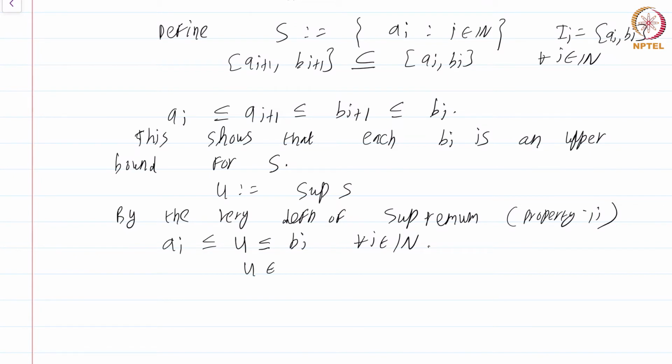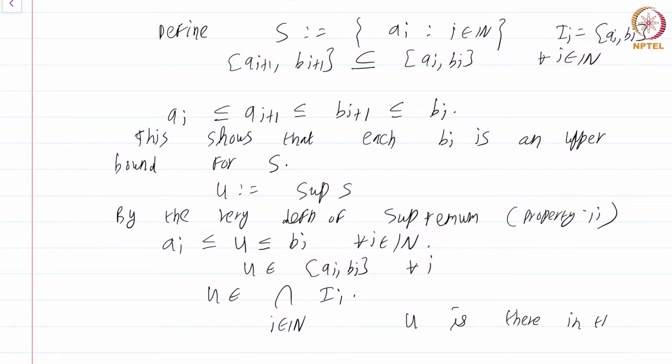In other words, U is an element of [A_i, B_i] for all i, which is the same as saying U is there in the intersection over i in N of [A_i, B_i]. Okay. So we have found an element U that is there in the intersection. So this concludes the proof of the nested intervals theorem.